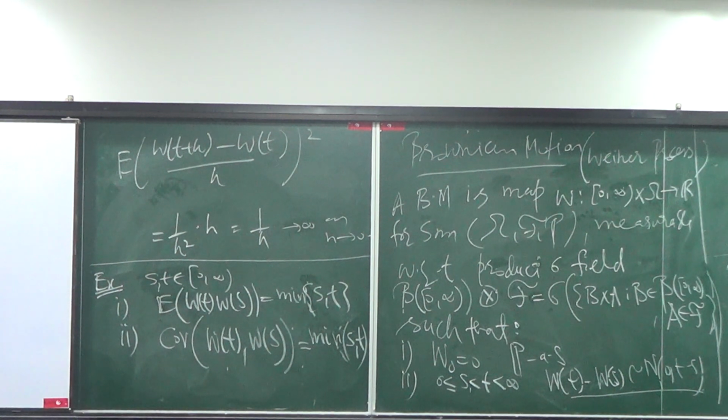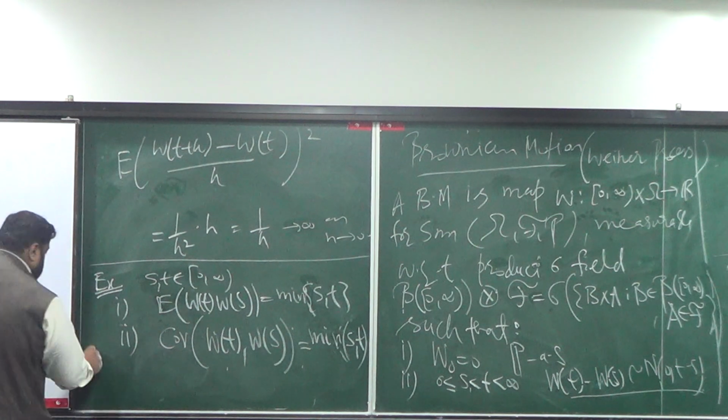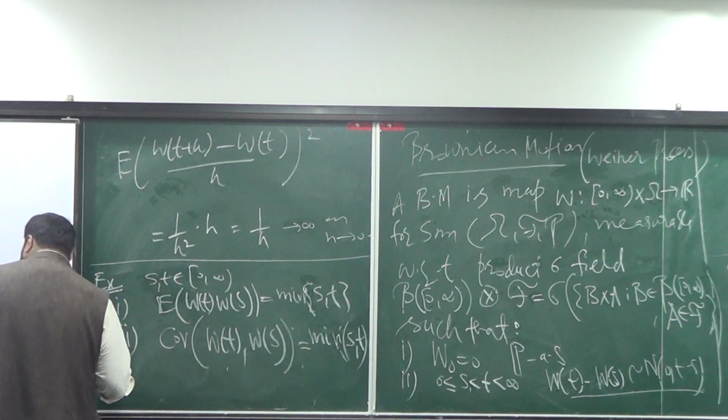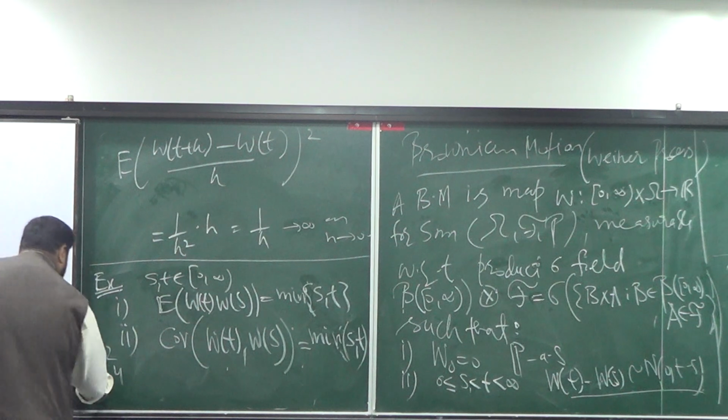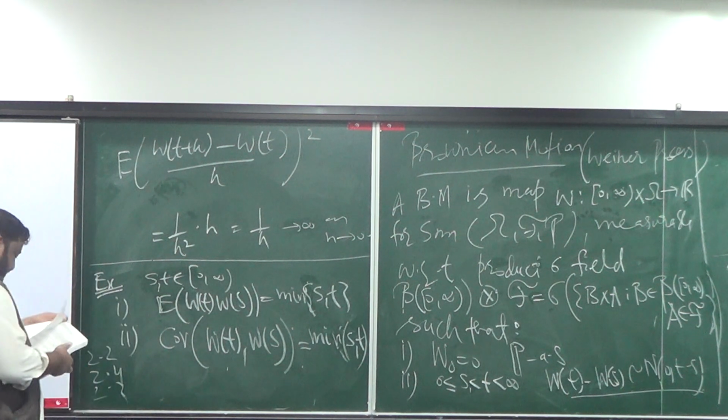Okay. The covariance of Brownian motion at 2 times t is basically, so you have to do this exercise 2.2, 2.4 and 2.3 from the book. Okay.